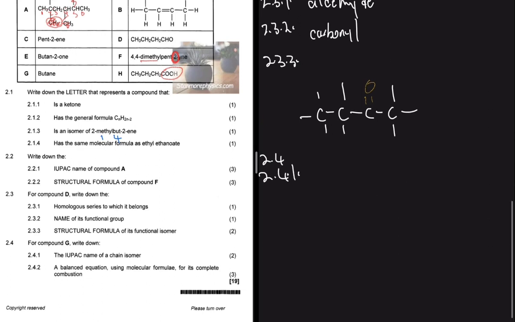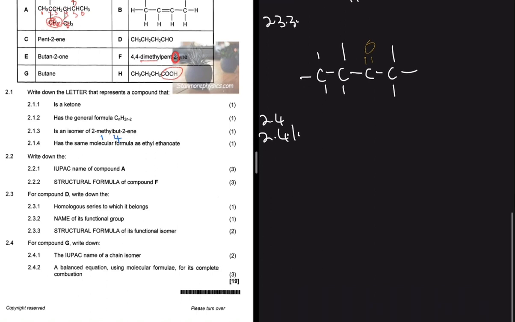2.4.1 says the IUPAC name of the chain isomer for compound G. Compound G is butane, right? So the chain isomer of compound G is supposed to have the same molecular formula again, but a different chain, right? So for compound G there is actually one option that you have, because we have four carbons, right? 1, 2, 3, 4. So if you take this carbon and you put it here, right? So let's put it here. You still have 1, 2, 3, 4.